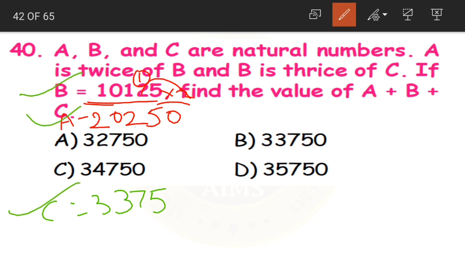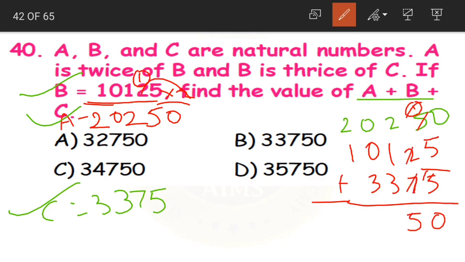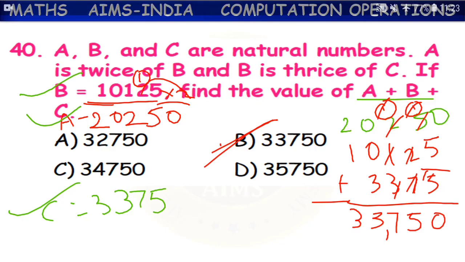Now what should we find out? We should find out the value of A plus B plus C. A is 20250 plus B is 10125 and C is 3375. Now when we add all these together, 5 plus 5 is 10, 1 carried, 1 plus 5 is 6, 6 plus 2 is 8, 8 plus 7 is 15, 5 here 1 carried, 1 plus 2 is 3, 3 plus 1 is 4, 4 plus 3 is 7, 3 and 3. What is the answer? 33,750. That is option A. Clear, children? How to solve this problem?